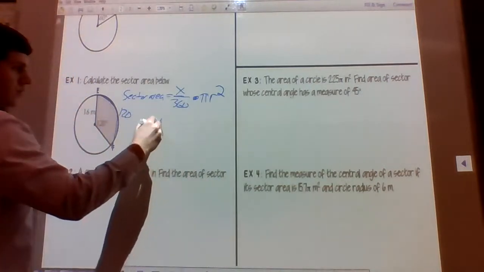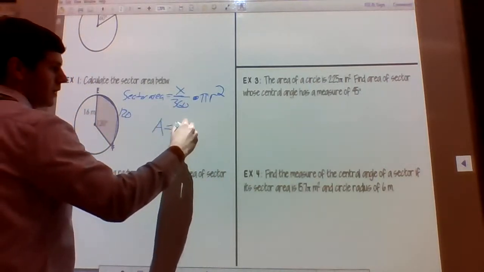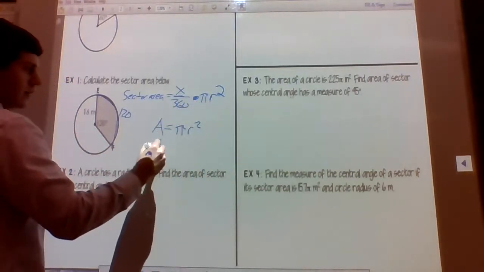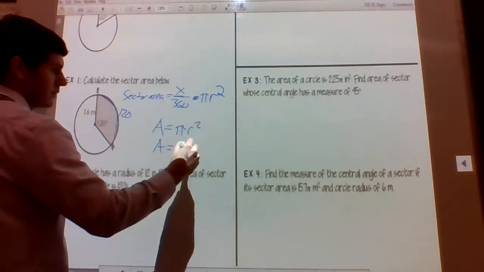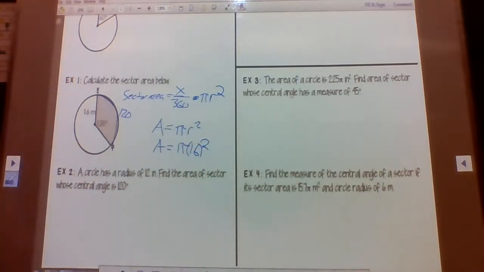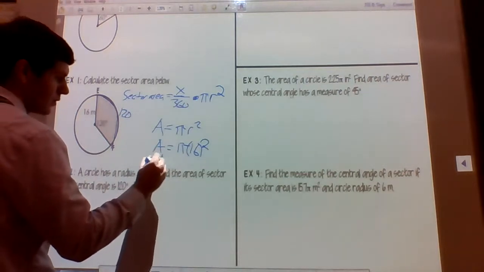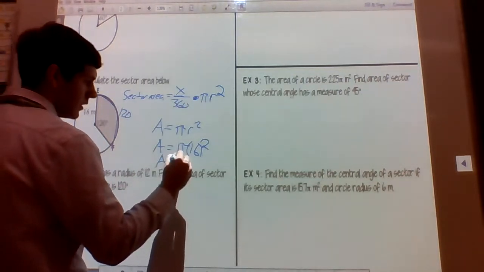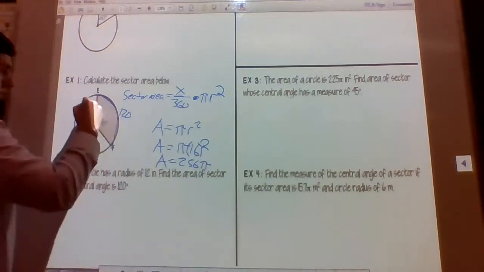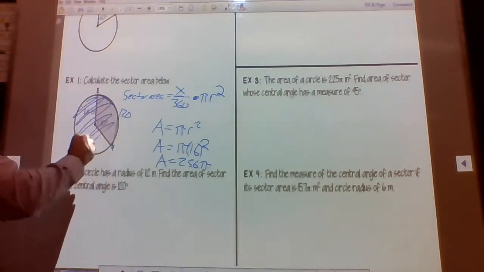So again, let's break it down. Area equals pi r squared. That's this portion. So our area here is pi times 16 squared. 16 squared is 256, so this is 256 pi. So that's our area. The area of all of this is 256 pi.